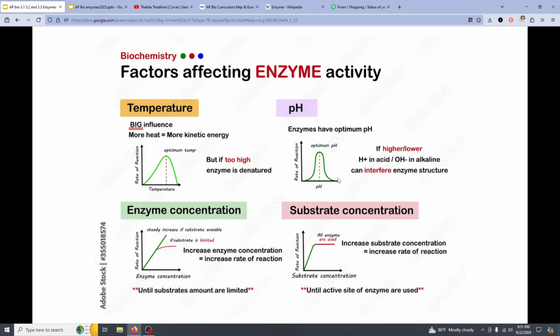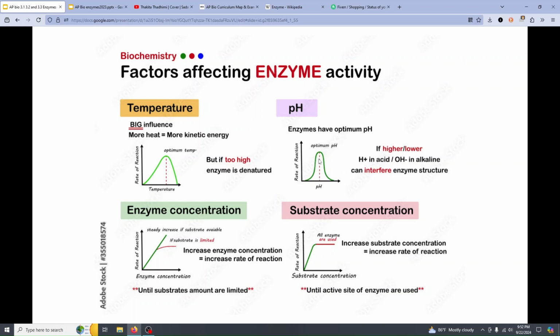Same thing with pH. Okay, so you have a range where the enzyme is active. But when you keep on increasing the pH, you come to the point where it reaches an optimum pH, where the reaction is working perfectly. But when there is too much hydrogen ions, remember pH is power of hydrogen, which means the amount of hydrogen ions in that solution.